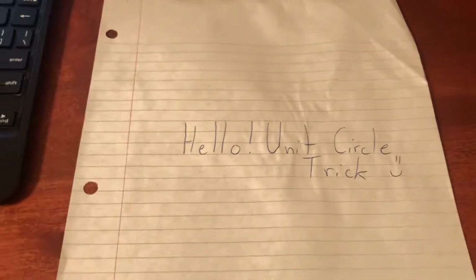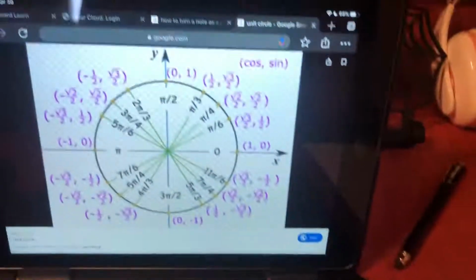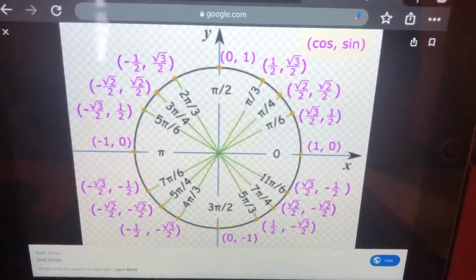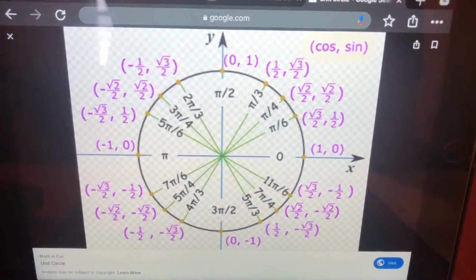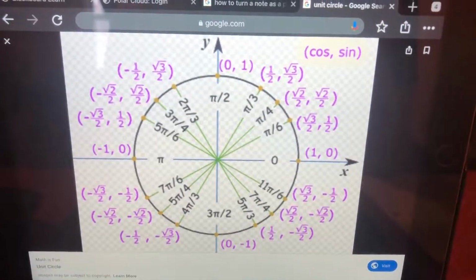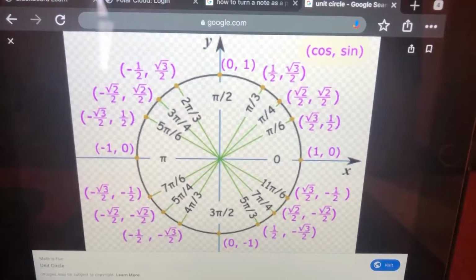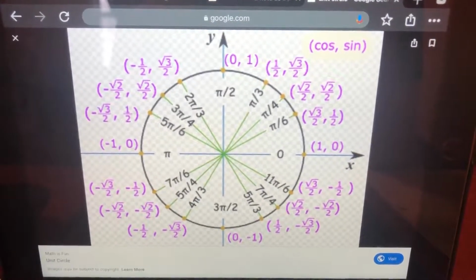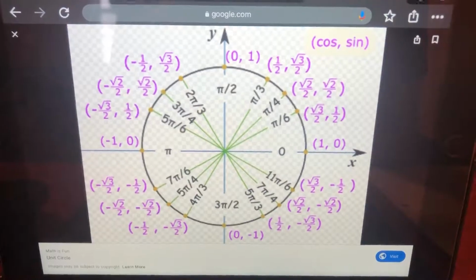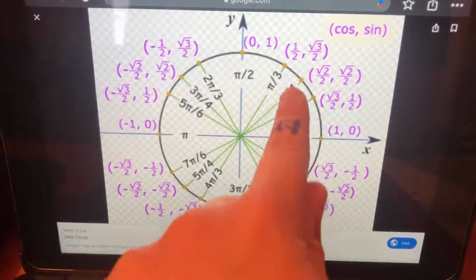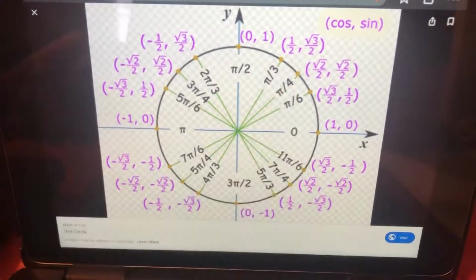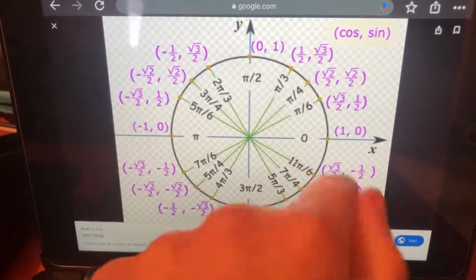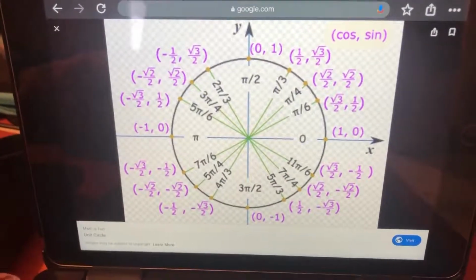Perfect. Now that we've got that out of the way, this is our unit circle. As you can see, the radius along the circle is 1. Another thing to note is that the x value is going to be the cosine value and the y value is going to be the sine value. All of these that you see here are reference angles. These are in radians.